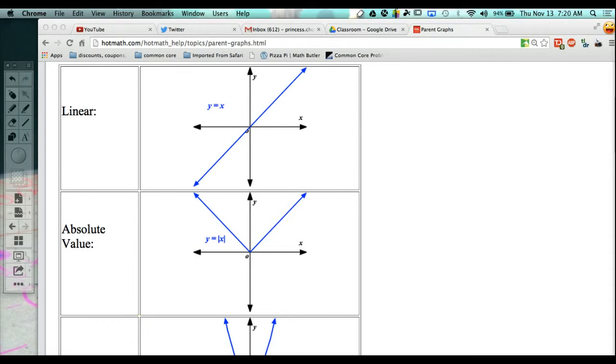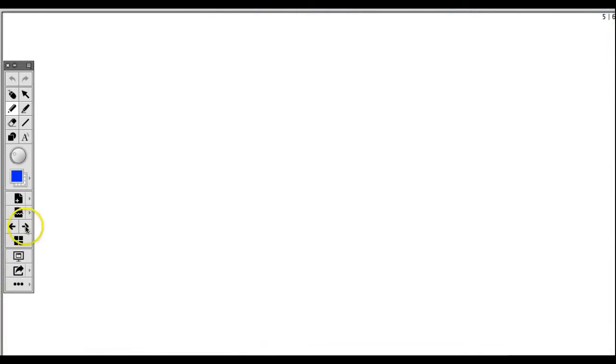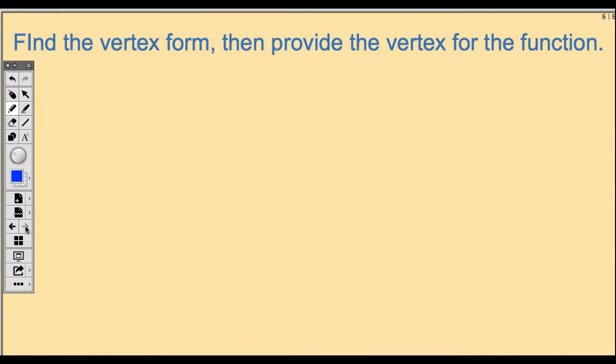Okay, so next set of questions, I only have 3 more questions for you. 1, vertex form, and 2, solving quadratic formulas. Okay, hold on. Okay, so now let's take a look at this, okay? The first question that I'm going to give you is finding the vertex form, then provide the vertex for the function, and here's the equation right here.